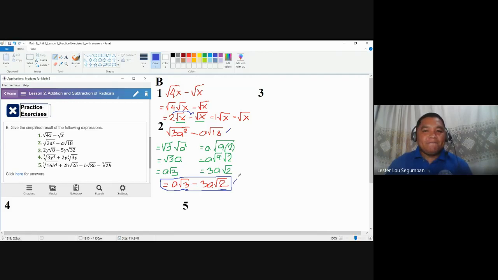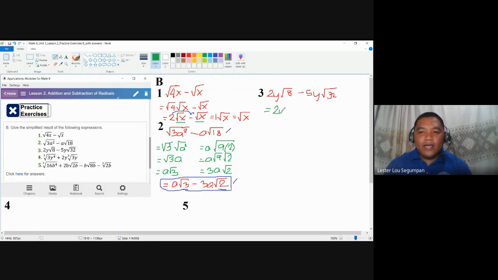Okay, let's proceed to number 3. Number 3 is 2y square root of 8 minus 5y square root of 32. So again, let's simplify them one by one so that there would be no problems later on.